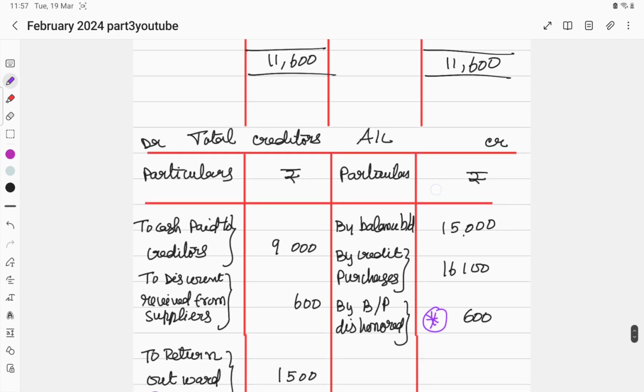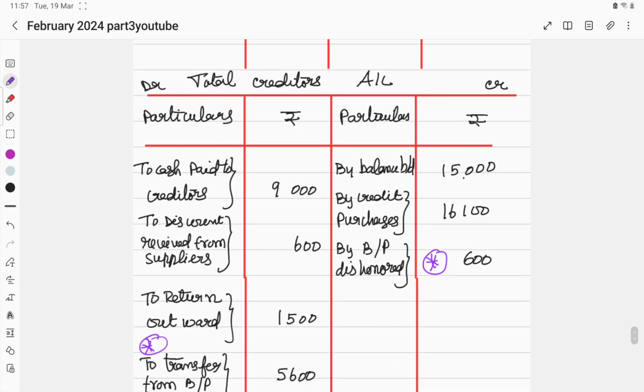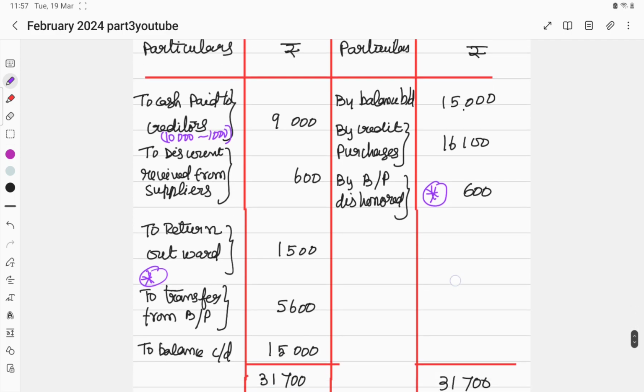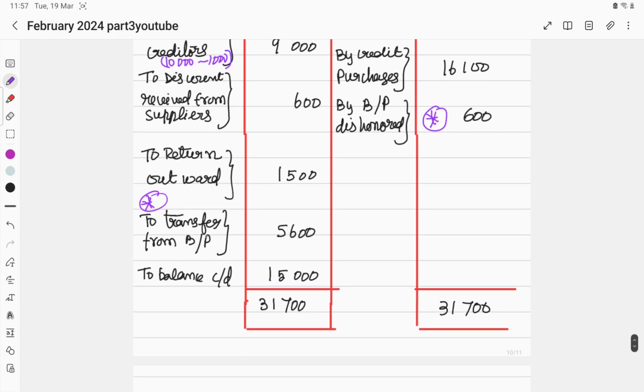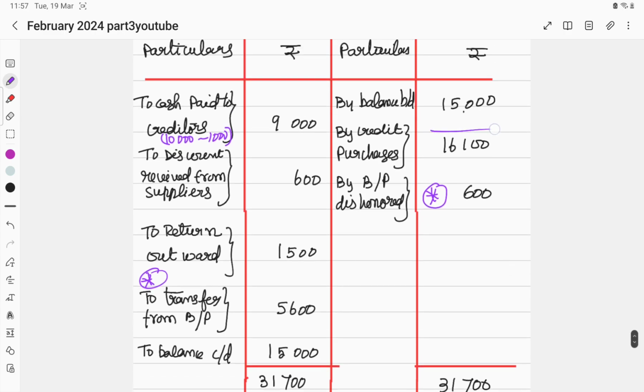So total creditors account. Here also the opening balance in the credit side we have to post, by balance brought down 15,000. Cash paid to creditors 9,000. Discount received from suppliers 600. Here, 10,000 minus 1,000 we get 9,000. Understand? Return outwards 1,500. Transfer from BP 5,600. Balance carried down 15,000 is given. Therefore debit total 31,700. Here the missing figure is credit purchases 1,600.